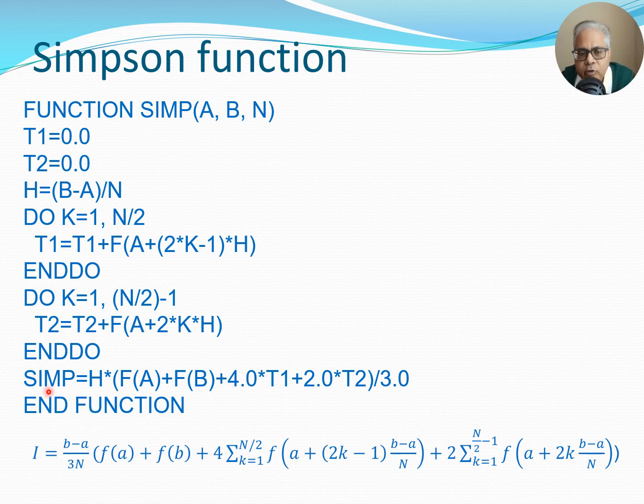And then I calculate the value which is given by the Simpson rule as h into fa plus fb plus 4 into t1 plus 2 into t2. Remember, 4 and 2 are the coefficients of this summation. And then I need to remember to divide this whole thing by 3 because this is the Simpson's 1/3 rule, and then I end the function. So what this function is going to do is that it's going to take a, b, n as inputs, and it's going to give me back the value of the integral I which has been obtained using the Simpson's rule.